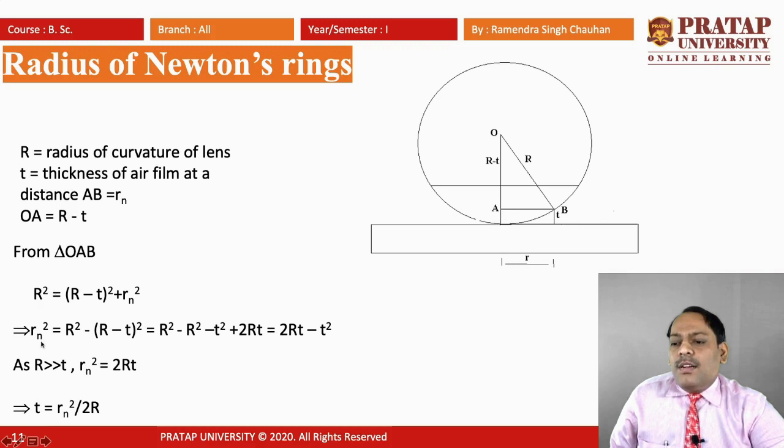So from here we get Rn square is equal to R square minus (R minus T) square, which is equal to R square minus R square plus 2RT minus T square, that is 2RT minus T square. As R is very much greater than T, in comparison to 2RT, T square will be negligible, so we can ignore T square and we get Rn square is equal to 2RT. From here we get T is equal to Rn square upon 2R.